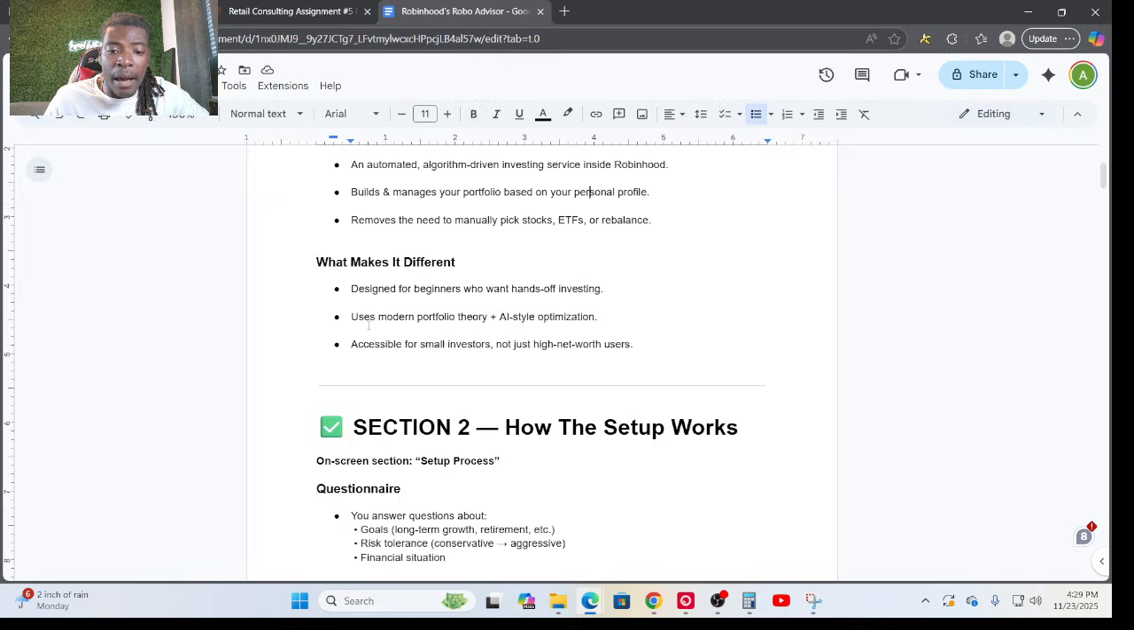It uses modern portfolio theory and AI-style optimization, accessible for small investors, not just high net worth users. And I thought this was great because whenever it comes to financial advisors, especially private wealth management funds, they typically take a very nice fee, a 1% to 2% fee, sometimes even ranging to 3%. And a lot of times they require a minimum amount to even get in, like $500,000 or $1 million. With this, you just need, what is it?